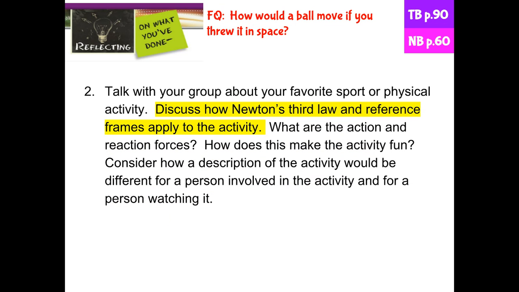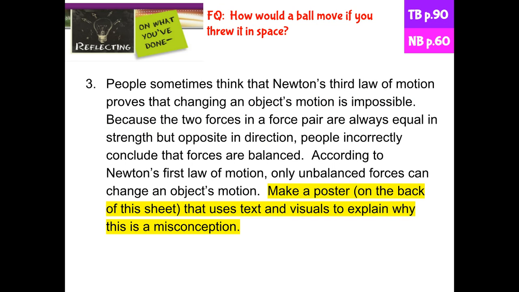The second one is talking with your groups about your favorite sport or activity. We're going to discuss how Newton's third law and reference frames apply to whatever your favorite activity is. Talk about the action and reaction forces, what makes the activity fun, and what the activity is like for the person involved versus the person watching it, thinking about reference frames once again.